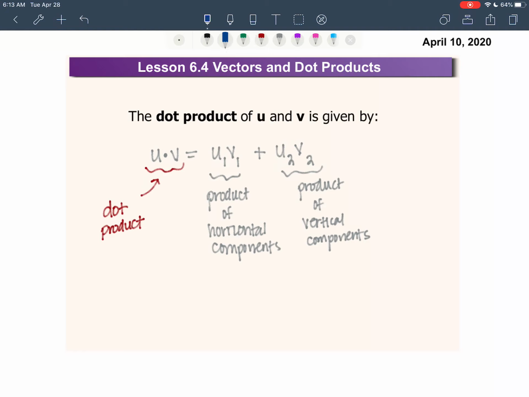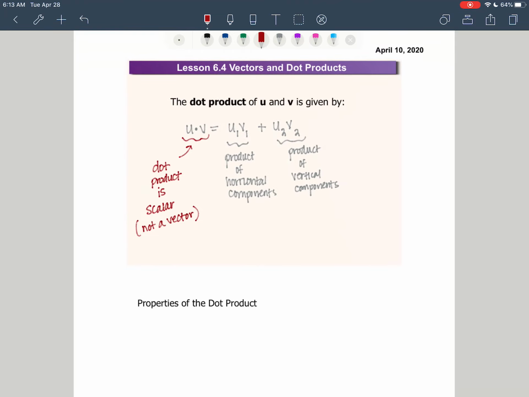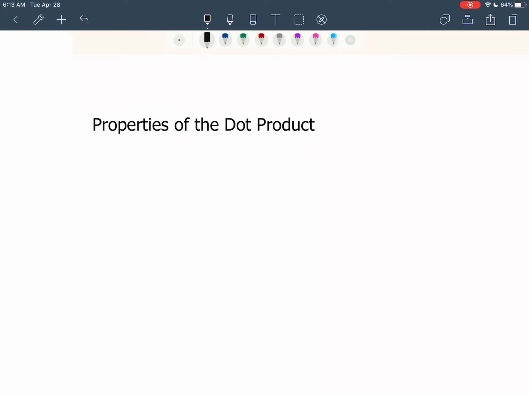First of all, the dot product is a scalar. It does not result in a vector. When I take the product of two numbers plus the product of two numbers, I'm going to get a sum. When you add two numbers together, you get another number. So that's what we're going to end up having as a scalar. When you take the dot product of two vectors, the vector goes away and all you have is a scalar.